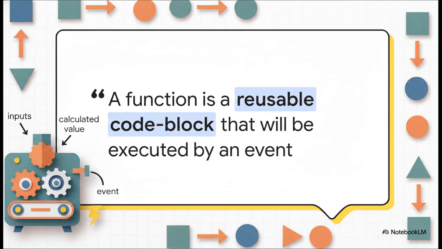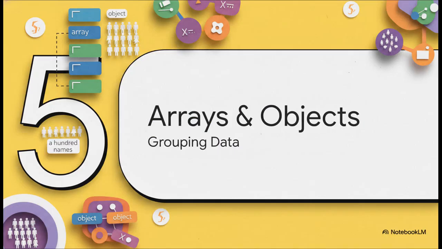Oh, and in modern JavaScript, you're going to see a lot of arrow functions, which are really just a shorter, punchier way to write these functional machines. All right, we are on to part 5, arrays and objects.